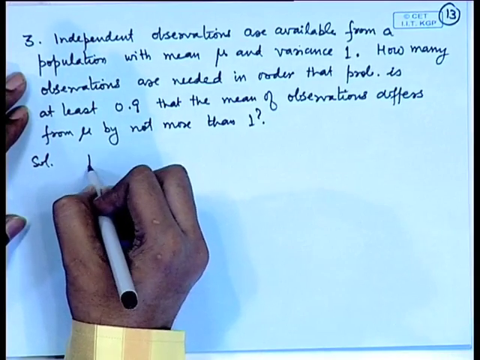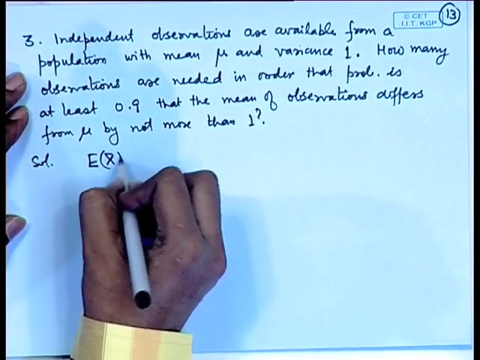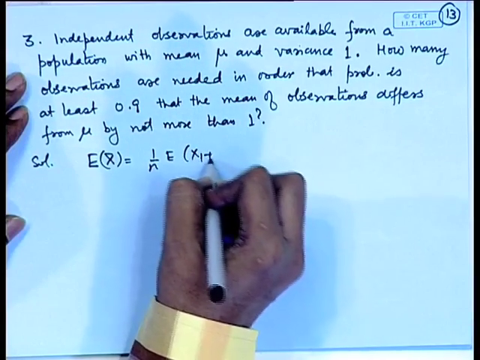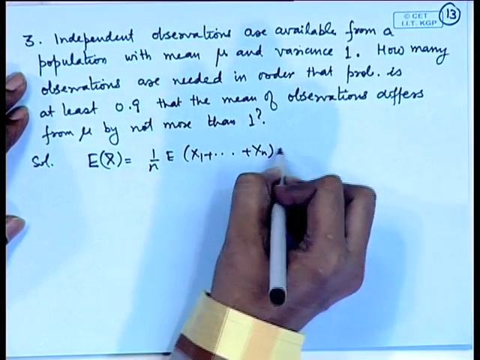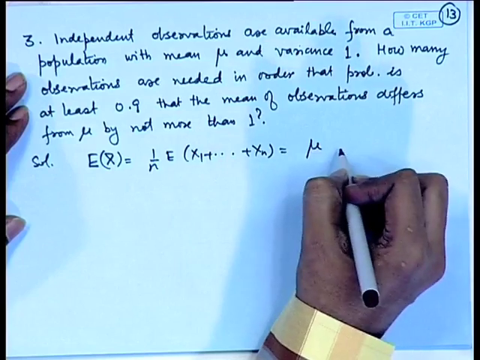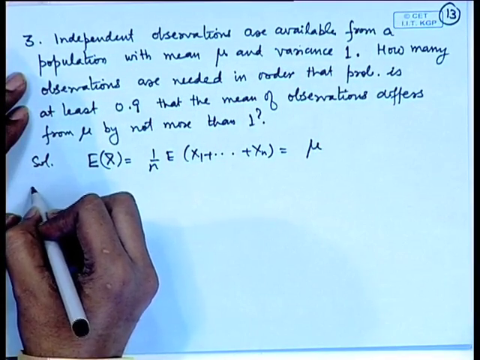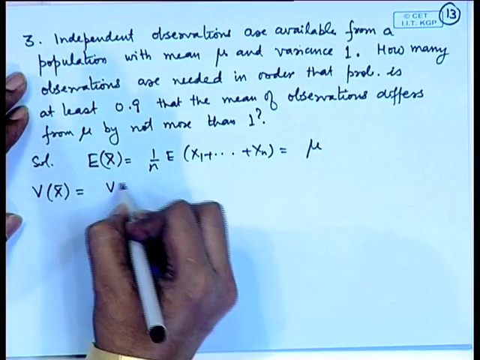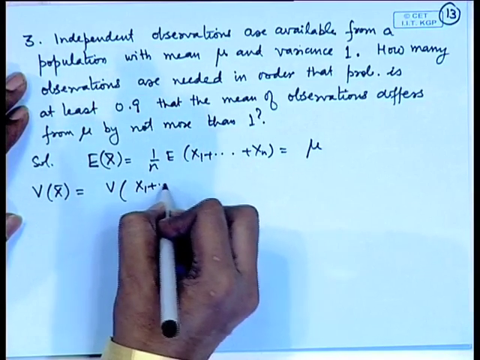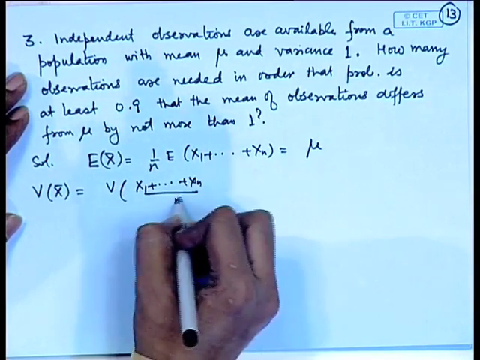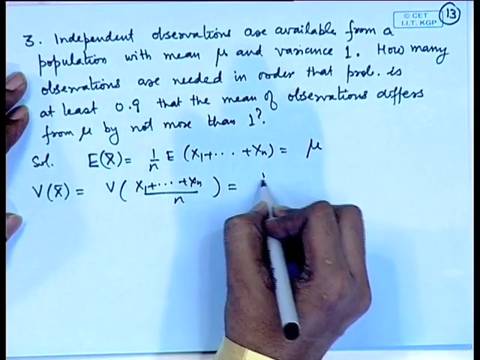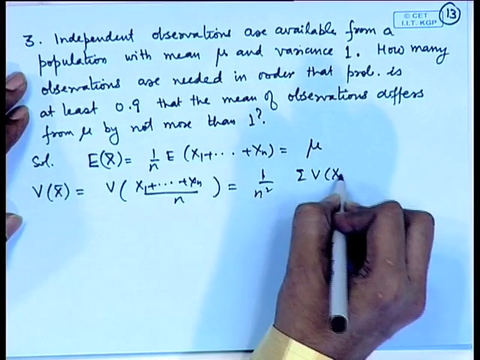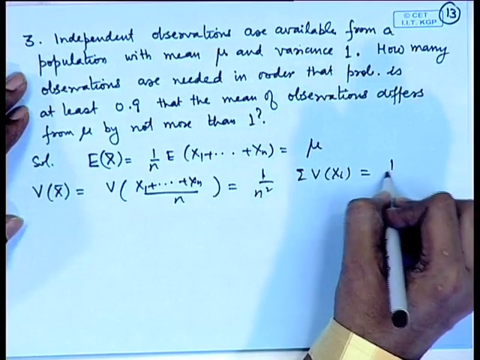So, if we are looking at the expectation of x bar, that is equal to 1 by n, expectation of x 1 plus x 2 plus x n, that is equal to mu. If we are looking at the variance of x bar, that is variance of x 1 plus x 2 plus x n by n, then it is equal to 1 by n square sigma variance of x i. Each of these is 1. So, it becomes 1 by n.